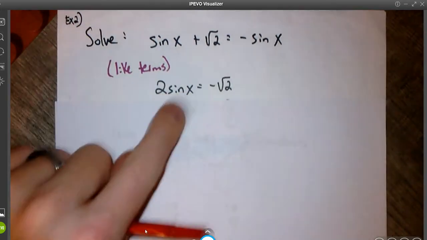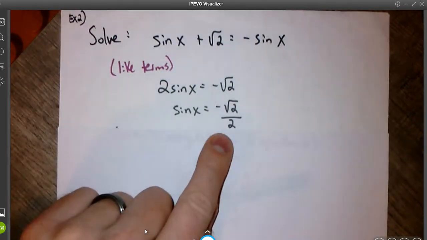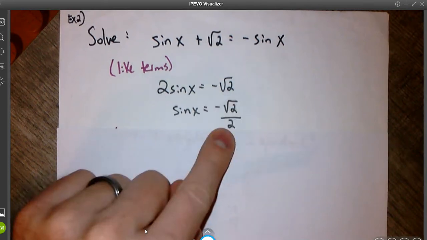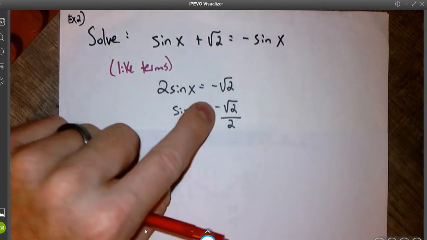Now to isolate sine of x, we're going to divide by 2. Hopefully at this point, you're thinking, it has something to do with 45 degrees. Root 2 over 2, if you unrationalize that, would be 1 over the square root of 2, and it is a 1, square root of 2. That's our 45 degrees. But it's negative.